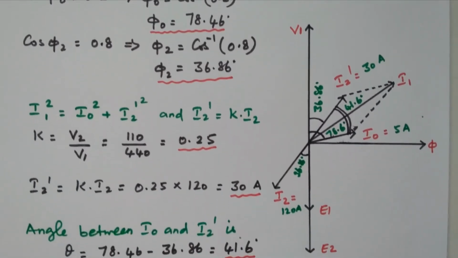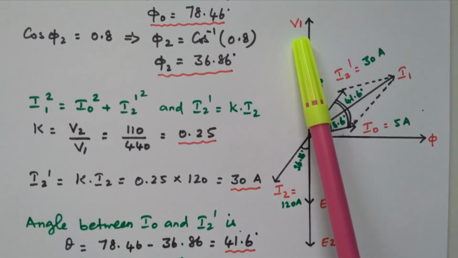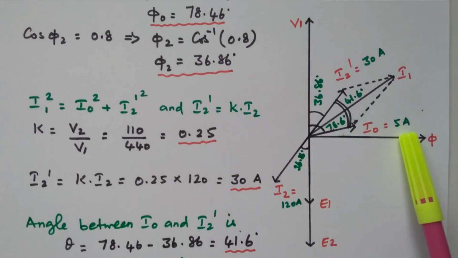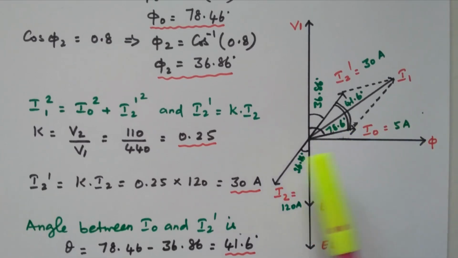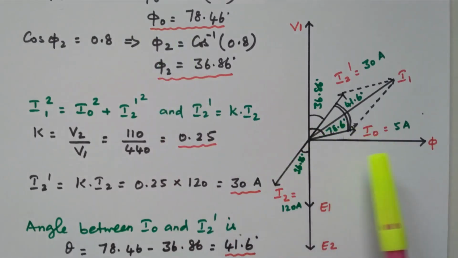Based on this value we can draw the vector diagram. V1 is taken as the reference, the voltage in the primary winding. The flux φ is 90 degree out of phase with V1 because I mu, the magnetizing current, is responsible for producing this flux. That magnetizing current is lagging the voltage by 90 degree. So on this axis we are taking the value φ. The no load current I0 is 5 ampere. For that the corresponding angle is 78.46, which we calculated from cos φ0. So this angle is 78.46 degree.